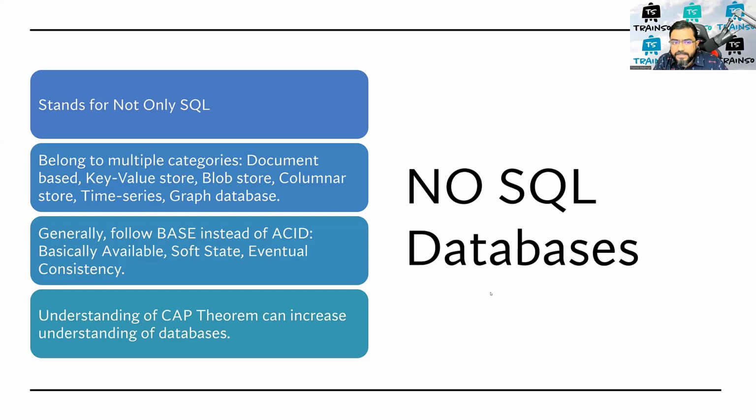So similar to ACID, here they follow something called BASE, which is basically available, soft state, eventual consistency. Out of this, eventual consistency is a key term. Data may be replicated across multiple systems or partitions.